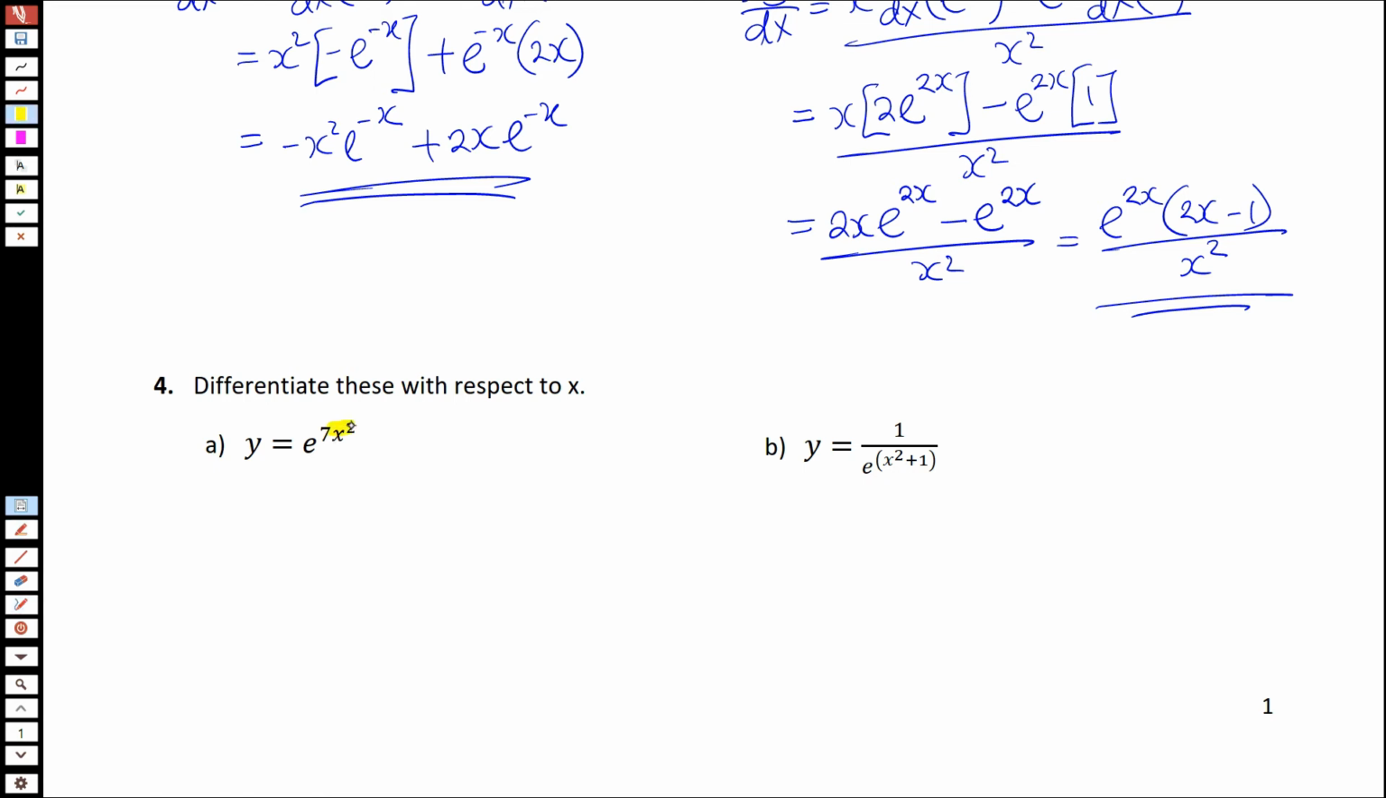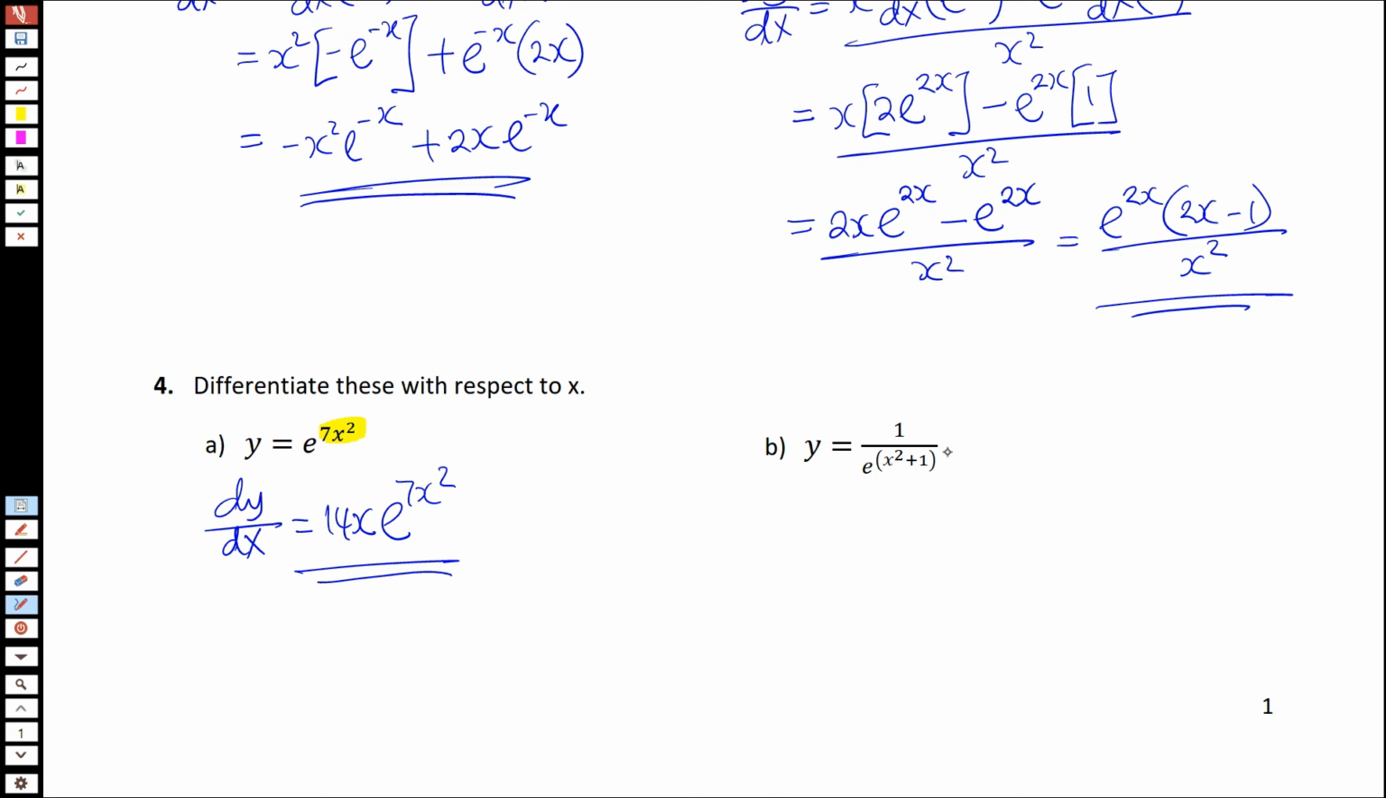Moving on to number 4, we have these two functions, and we are required to differentiate this with respect to x. Now again here, note that we need to apply chain rule because you have one function inside another function. So the derivative of 7x squared will be 14x, and then e to power u, and u just happens to be 7x squared, and that will be it. So the whole idea is by chain rule, you start by differentiating the outside followed by inside. Then you find the product of the resulting derivatives.